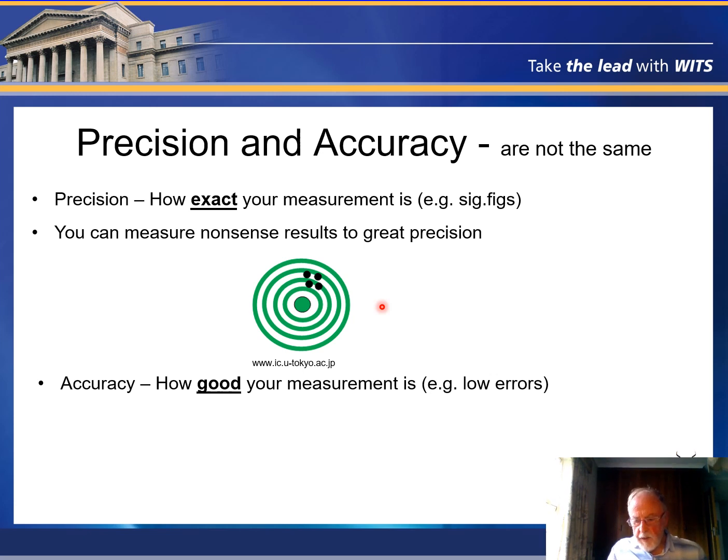Your accuracy is how good your measurements are, and another way of saying that is that they have low errors. So here is a target with some shots that are all on the bullseye, and so that is an accurate measurement.